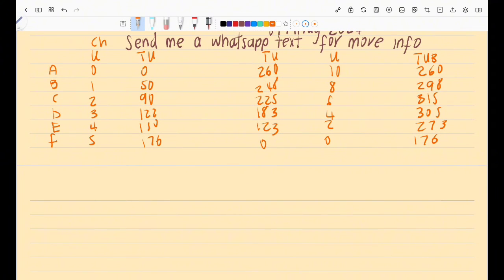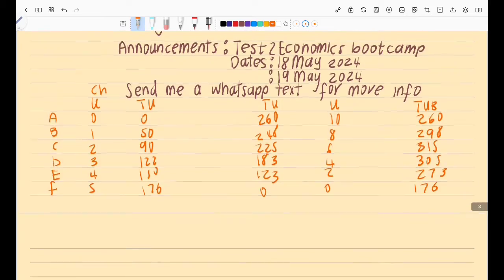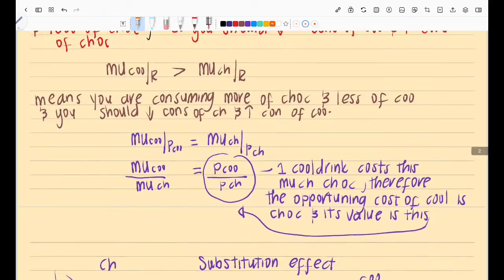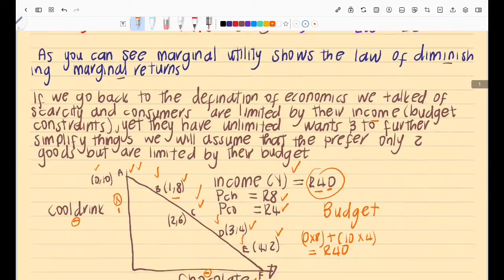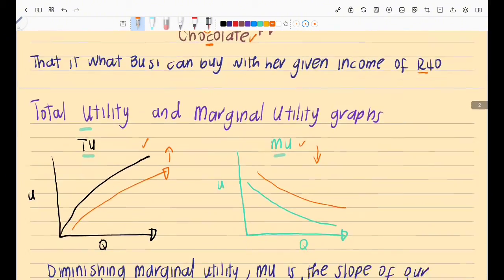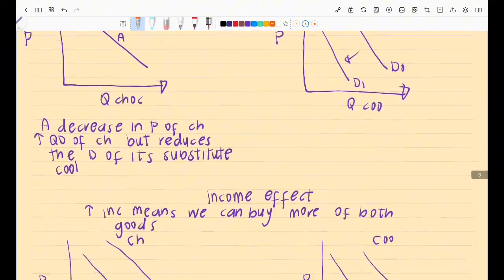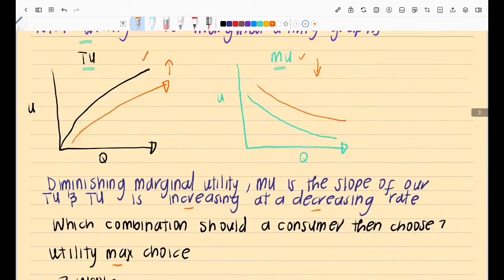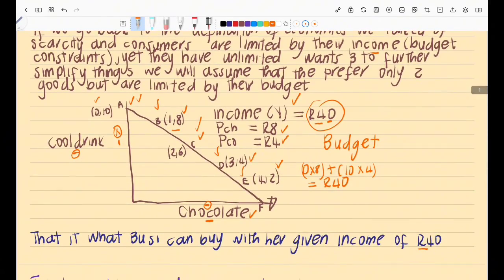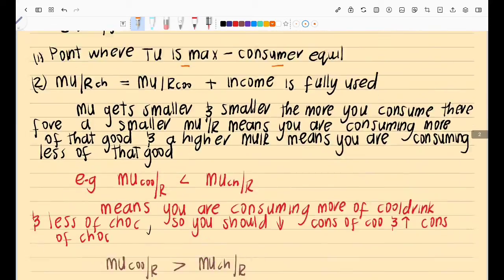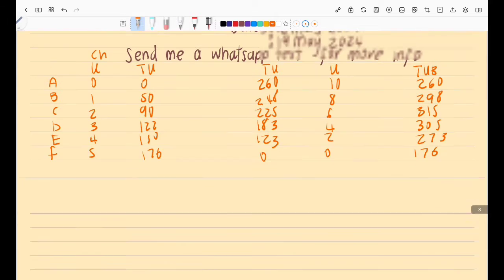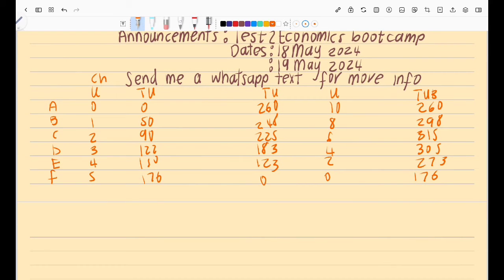So we want to choose the best combination, right? And if you remember, we said you could have different combinations from a budget line. You could have A, B, C, D, E, and F, right? So those are the points that we are talking about. If we go back to this, you can see that I'm consuming different combinations of cold drink and chocolates. For A, 0 and 10, for B, 1 and 8, for C, 2 and 6, for this one, 3, 4, etc. So you write that and you look at the total utility that you get from each consumption.